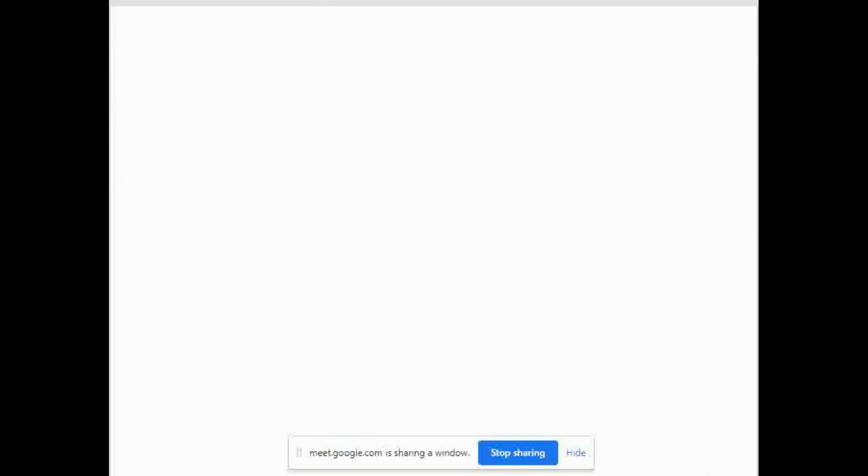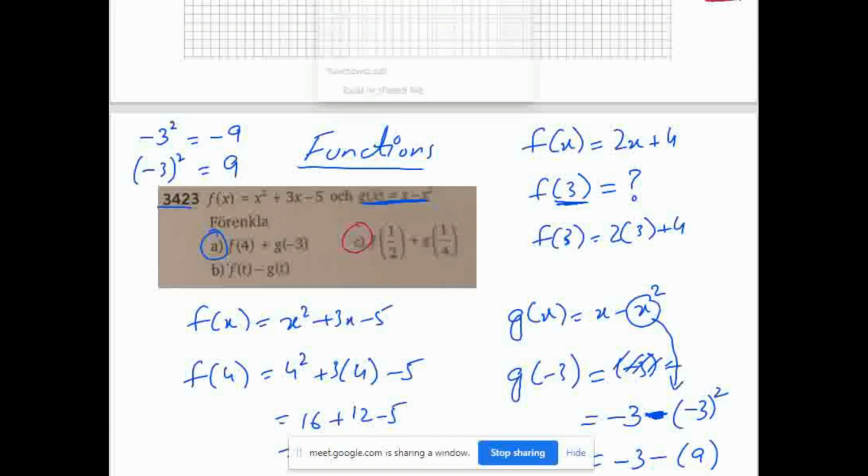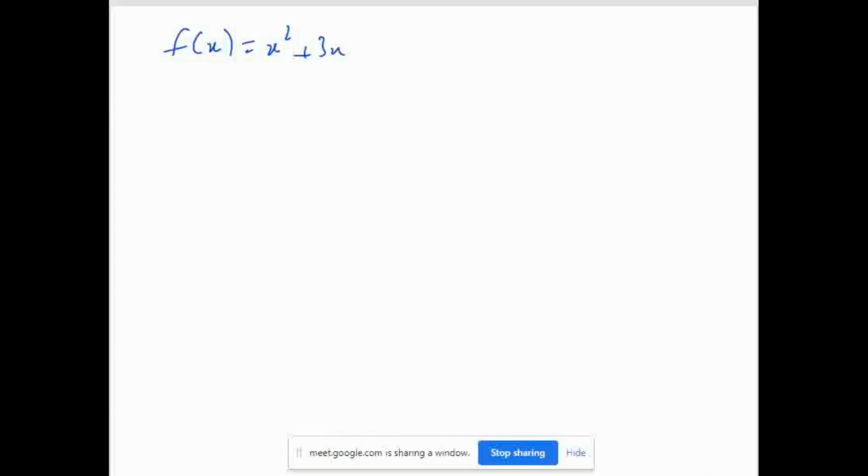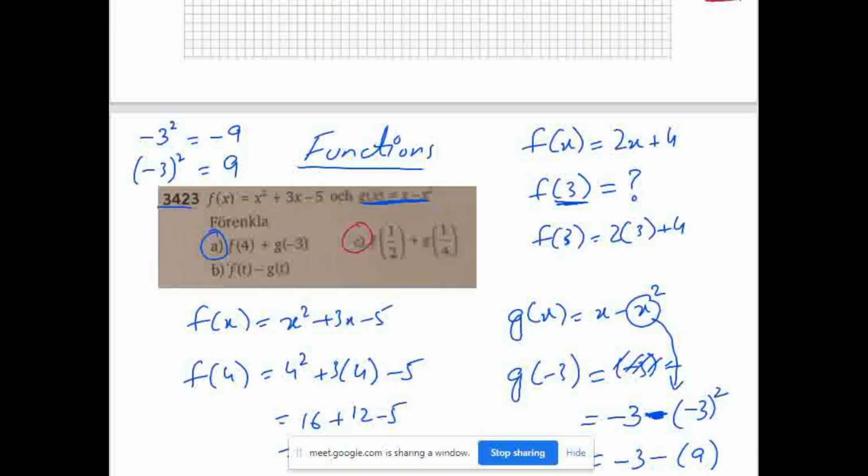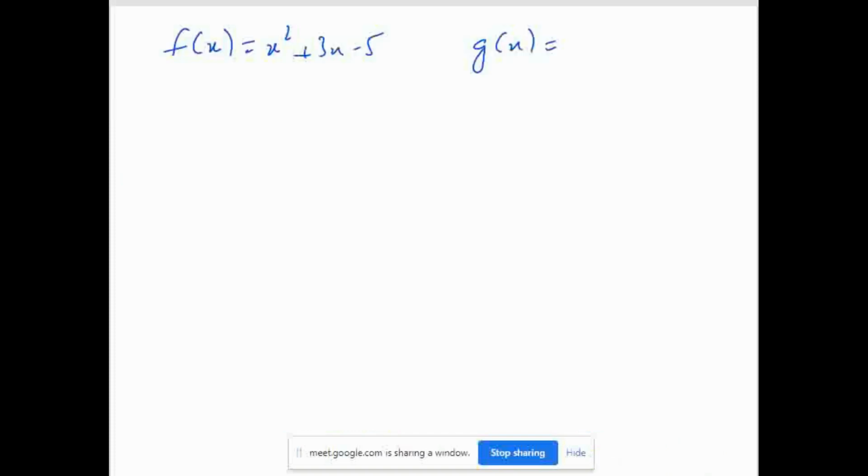f of x is equal to x square plus 3x minus 5, and g of x is equal to x minus x square. So this will be x minus x square. Okay, fine. Now in part C, what we have to find out? We have to find out f of 1 by 2 plus g of 1 by 4. Is it?